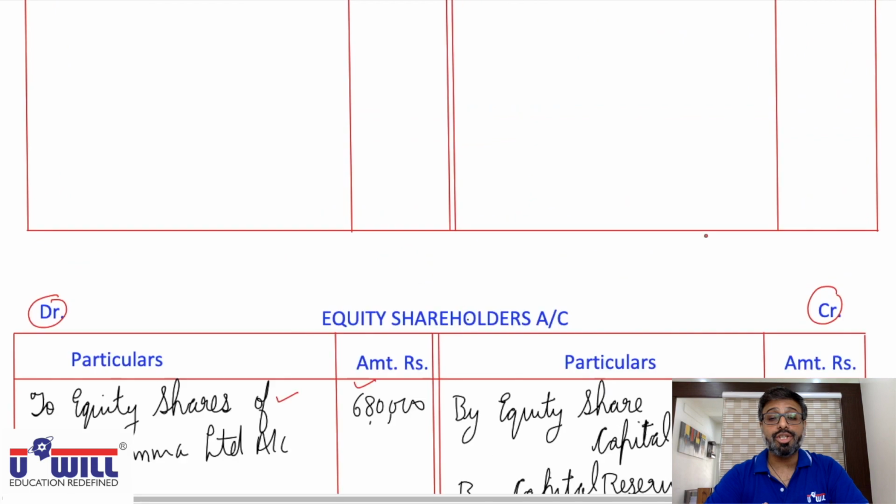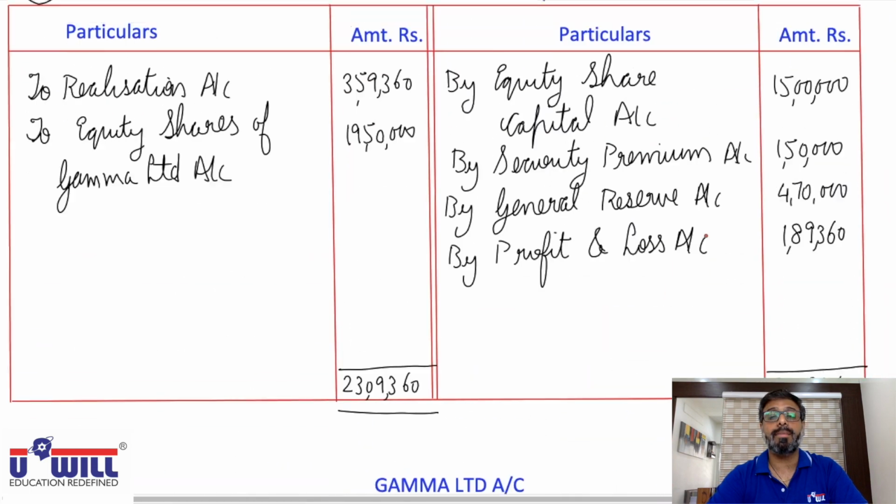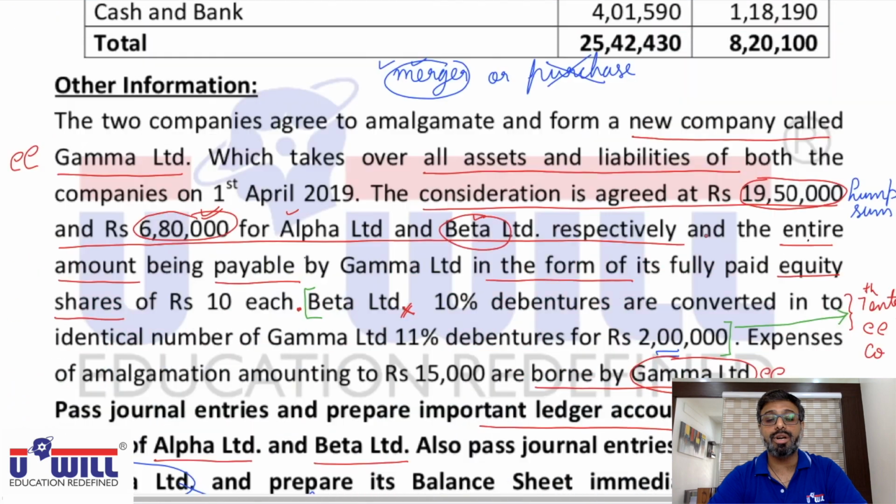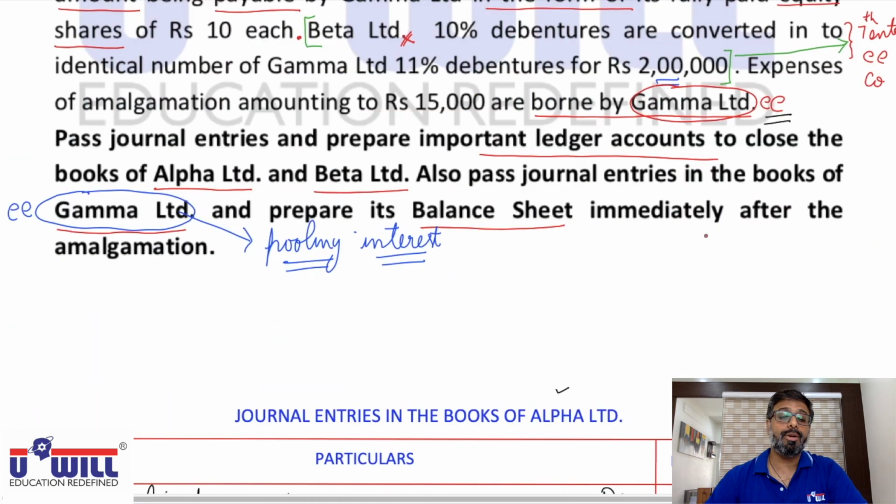So half the question we have done in this question. Remaining half, that is accounting entries in the books of Gamma Limited, which we have to do by pooling of interest method, and its balance sheet, you will have in the next video lecture.